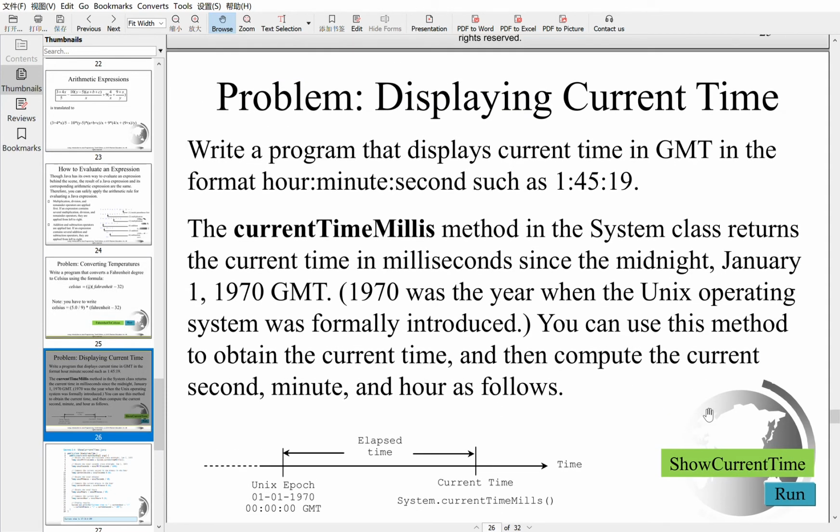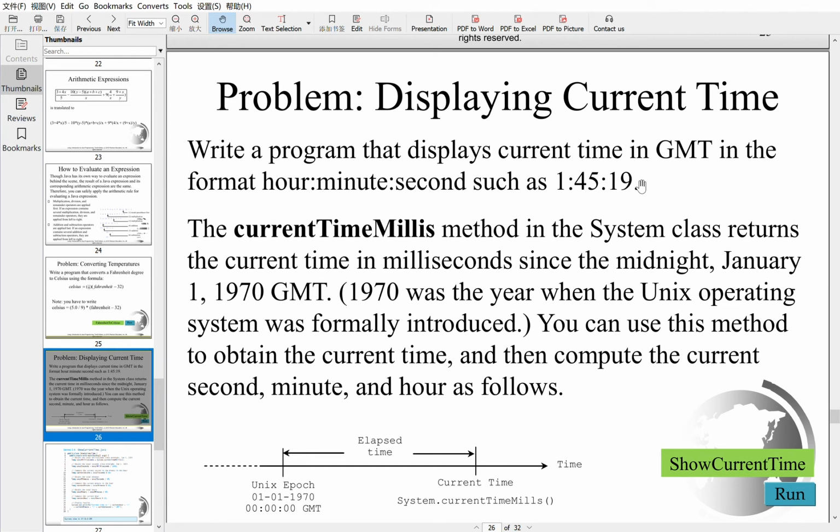This is an example to display the current time. You can also write a program to do it as a class activity to gain more and more knowledge from this part. For this part, you can write a program that displays the current time in GMT in the format hour, minutes, seconds, such as this.